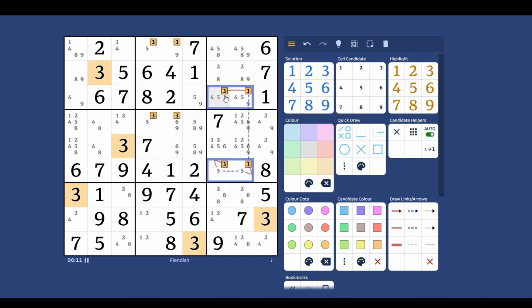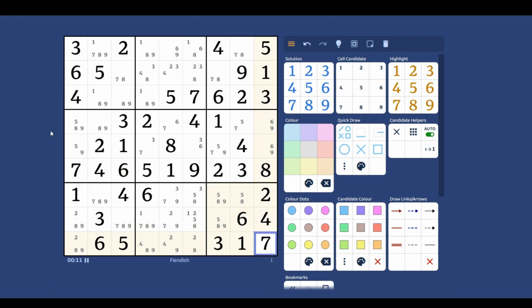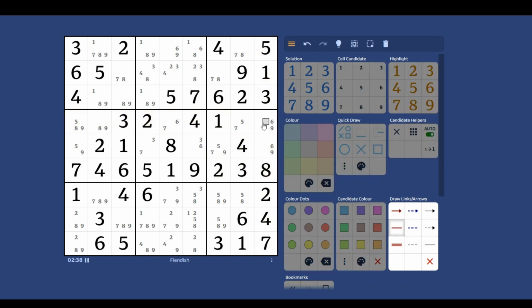However, if we had a VVL structure that went between 3 different candidates, or an H3 wing, we could actually get a much less trivial chain. So with H3 wings, we want to start off in a bi-value cell. So let's go ahead and start off with this cell, which has a 6 and a 9. And let's start off with the 9. It is strongly linked to the 6. And then we could weakly link this to this other bi-value cell with a 6 and a 7. So we'll go ahead and strongly link to that 7.